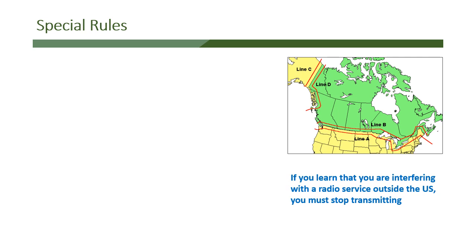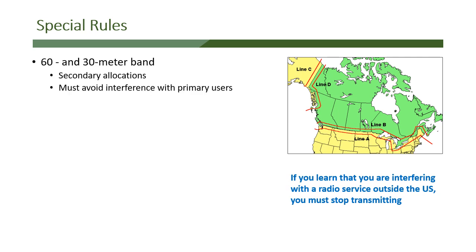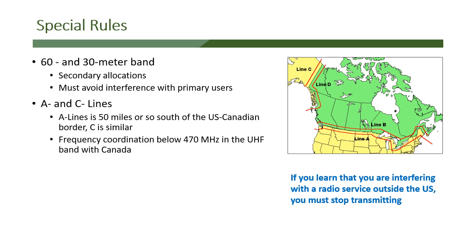We do have some special rules because we have neighbors. The number one thing, across the board for any band you're in, is that we have rules regarding interference and secondary allocations. If you learn that you're interfering with a radio service outside the U.S., or somebody who has primary allocation in a band, like in 60 meters, you must stop transmitting. For the 60 and 30 meter bands, as I said, we're secondary allocations. We must avoid interference with primary users. As a technician, you do not have allocations in the 60 or 30 meter band.